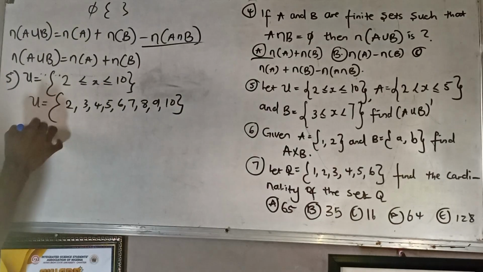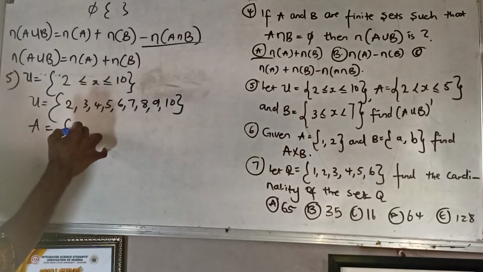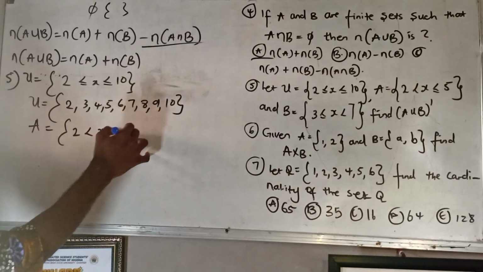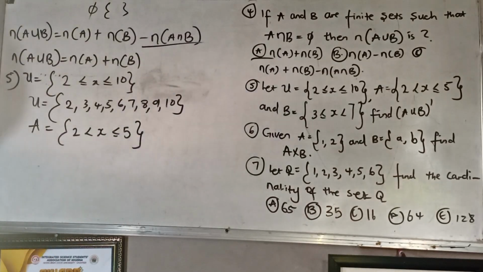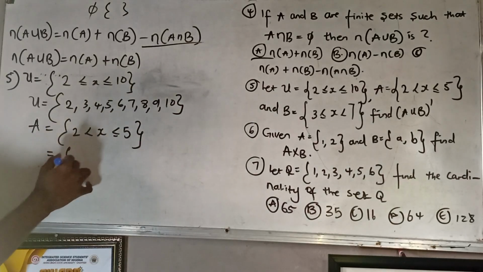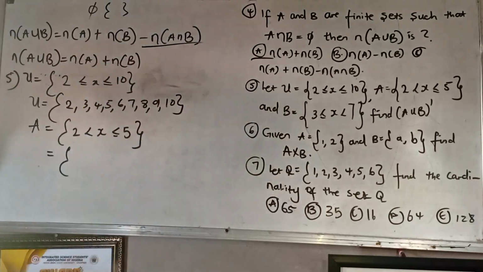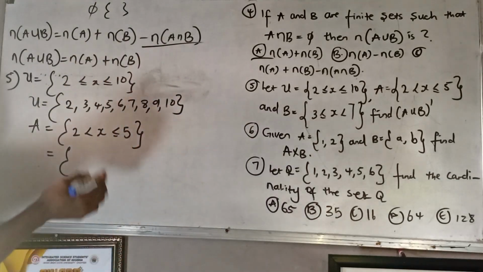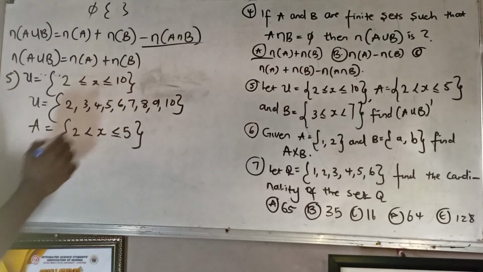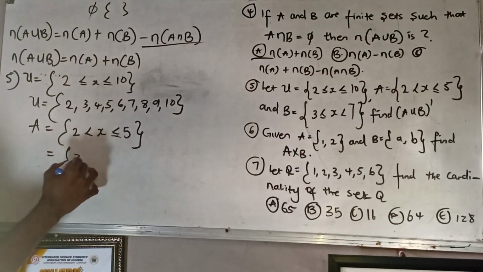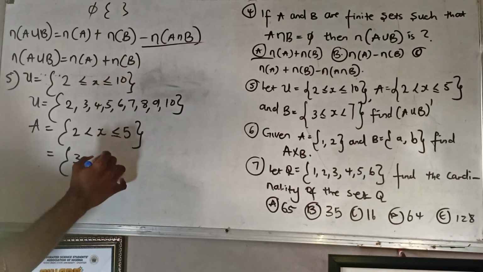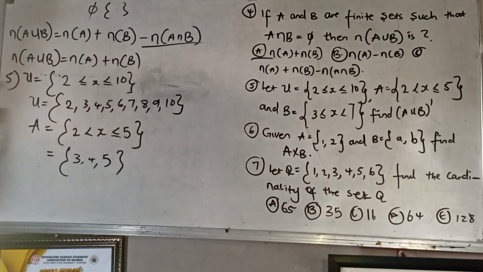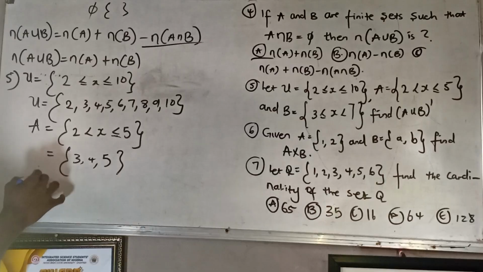Let's move to A. A is 2 less than x, less than or equal to 5. That means in the expansion 2 is excluded and 5 is included. So I'll throw away 2 because of this sign. It is not less than or equal to, it's just less than. So 2 is excluded. I'll start with 3, 4, and 5 is included because of this sign. Are you following? Yes, sir.